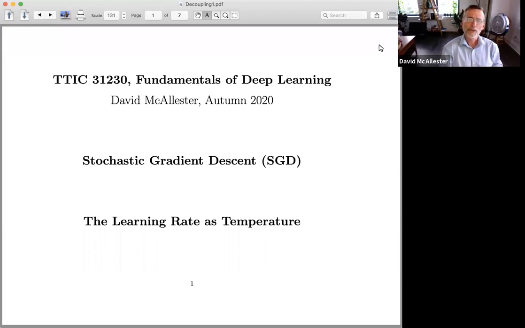Hello, this is going to be a fairly short unit on interpreting the learning rate in stochastic gradient descent as temperature, and also understanding the relationship between the batch size and the temperature of the SGD, and the relationship between the batch size and the learning rate. So let's first think about temperature.